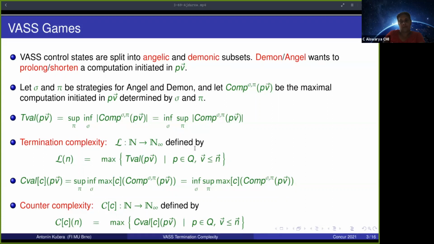The existing works about termination complexity and counter complexity study questions related to the asymptotic growth of these two functions. For example, we may wonder whether the termination complexity is finite for all arguments, and if it is the case, we may further ask whether it is linear or cubic or at most exponential, and so on. But before giving a more detailed overview of the existing results, let's have a look at some motivating examples.